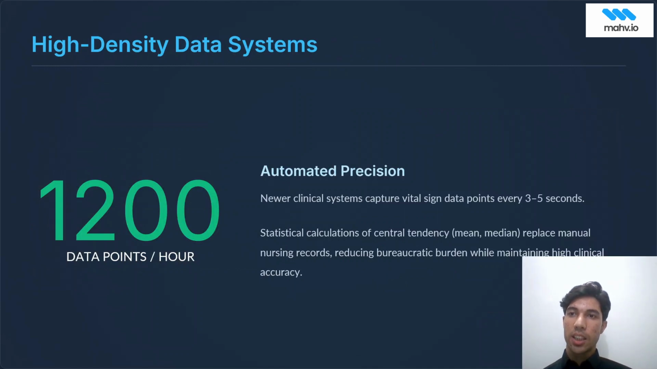Okay. Then there is a thing called high density data systems. Newer clinical systems capture vital sign data points like blood pressure and heart rate every 3 to 5 seconds, and these systems leverage the statistical calculation of central tendency like mean, median, etc., to replace manual nursing records, thus reducing the burden on the medical staff while also maintaining high clinical accuracy.